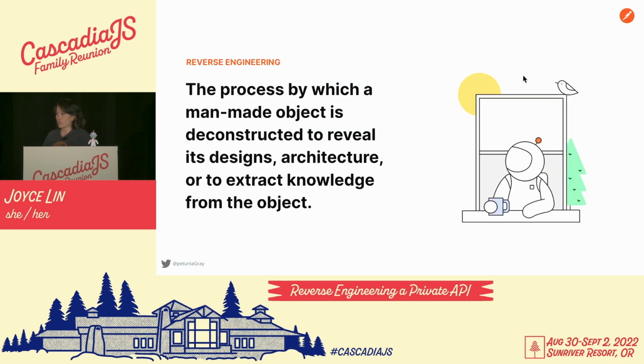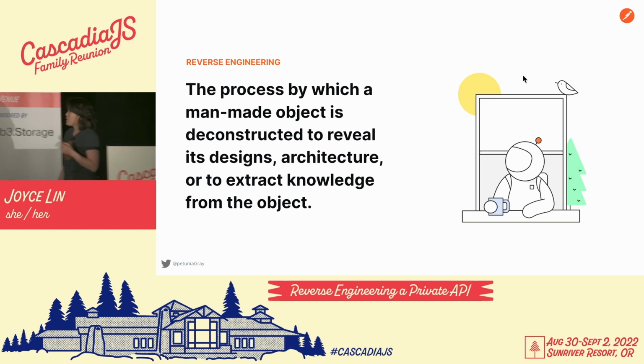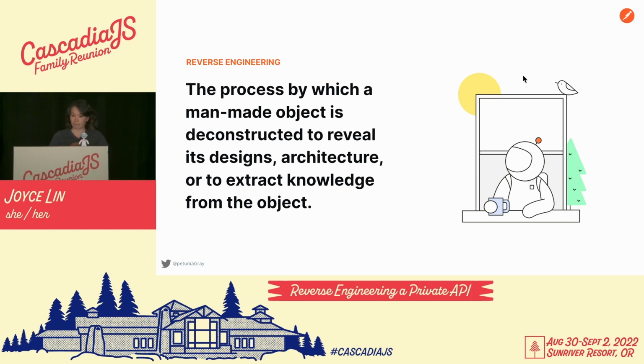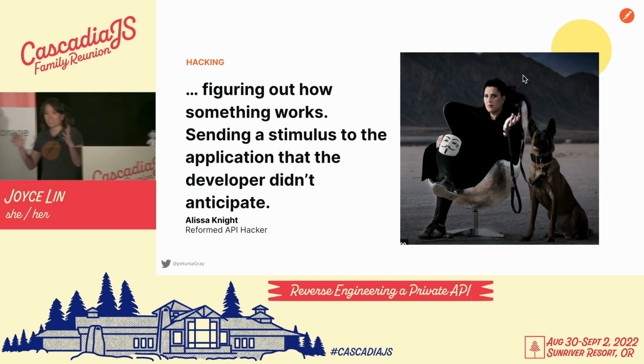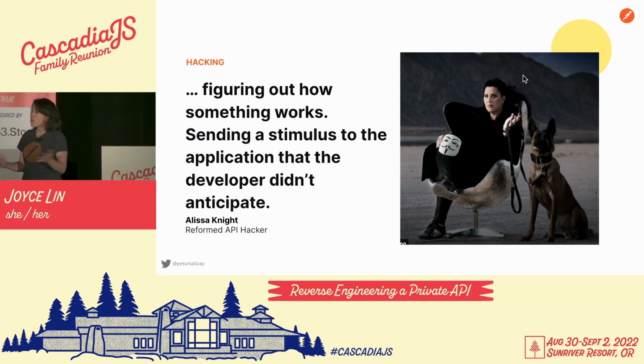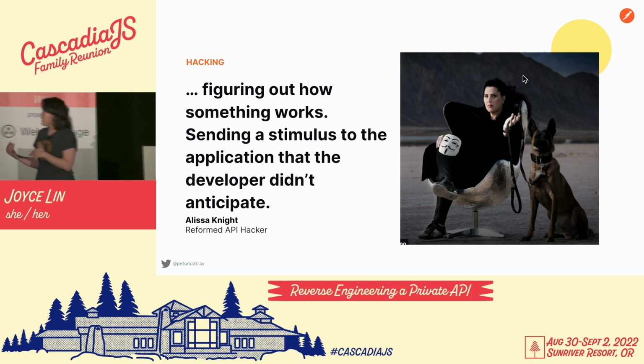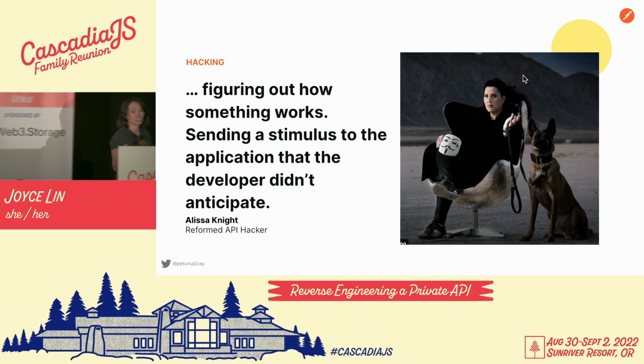All right, so reverse engineering, if you're not familiar with it, is also called back engineering. It's the process by which a man-made object is deconstructed to reveal what's going on inside. But if you don't have access to the object or the thing that you're trying to take apart, then you might be reverse engineering it. Another synonym used to describe reverse engineering is hacking. And hacking has a little bit of an iffy connotation, but Alyssa Knight, who calls herself a reformed API hacker, says all hacking is figuring out how something works: sending a stimulus to an application that the developer who built it did not anticipate.